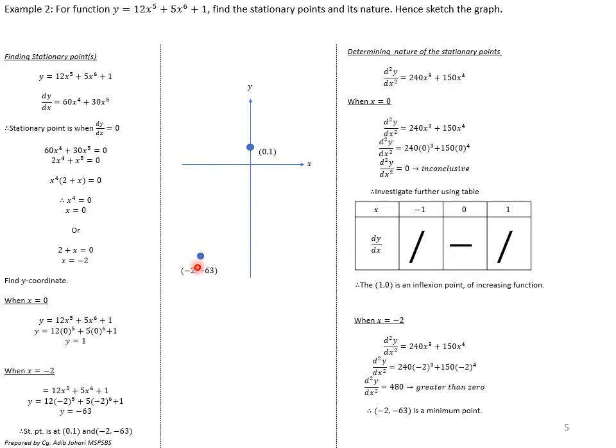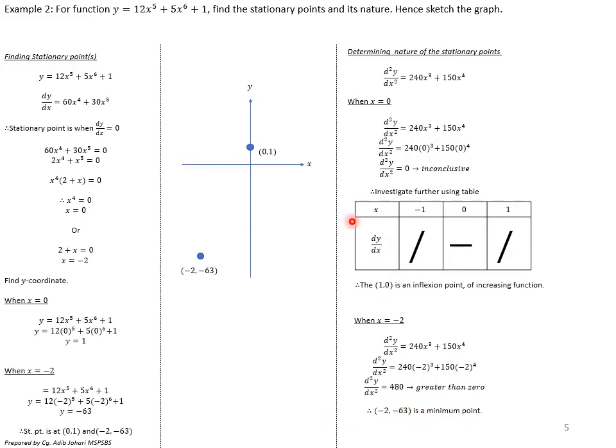So let's investigate the second stationary point using d square y over dx square. Substitute -2. We get 480, which is greater than 0. So if your second differentiation is greater than 0, it means that it is a minimum point.